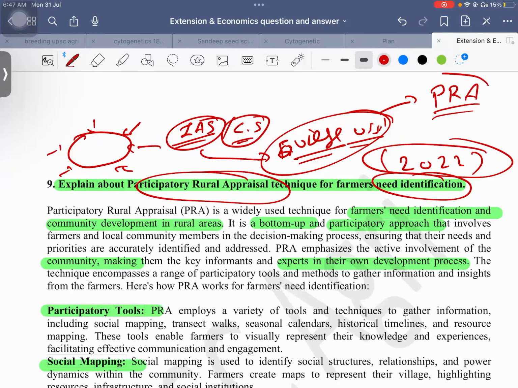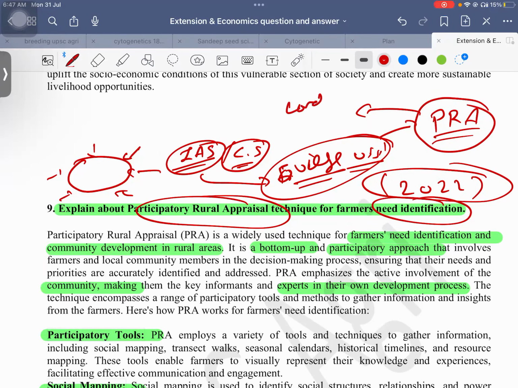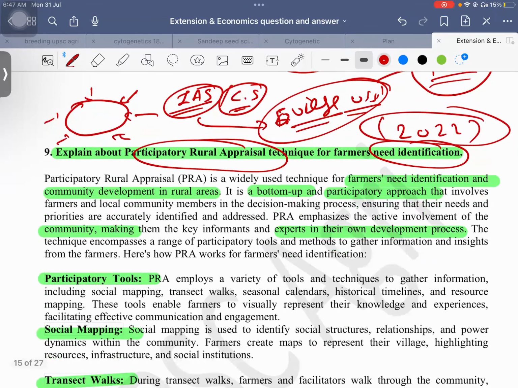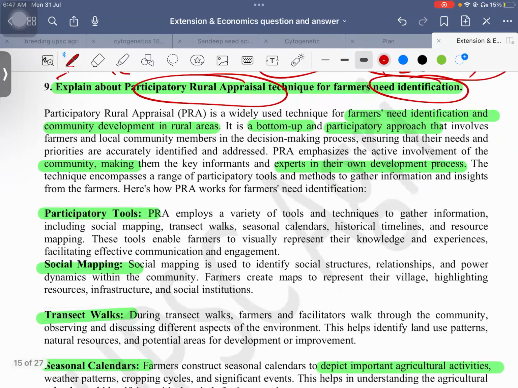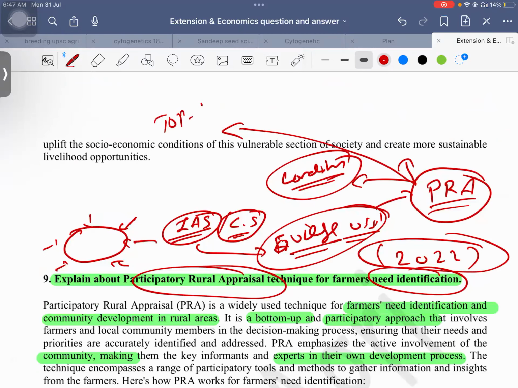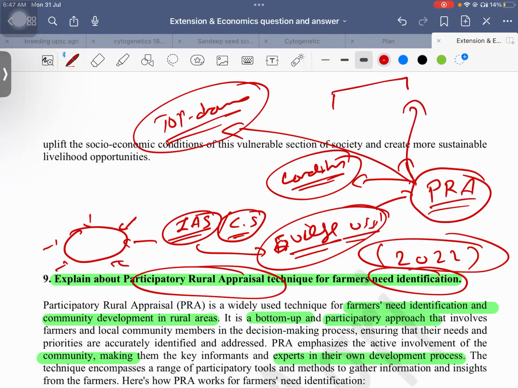By PRA only you will know the condition of the farmers and the condition of the society. This is basic, you should know what it is. We are not taking a top-down approach. Top-down means what we think we are doing, but in a bottom-up approach we take the suggestions of the people there and make our plan.